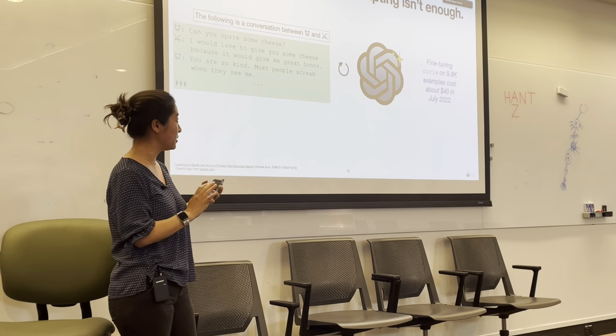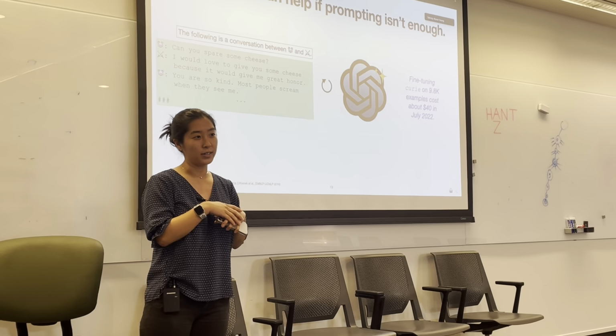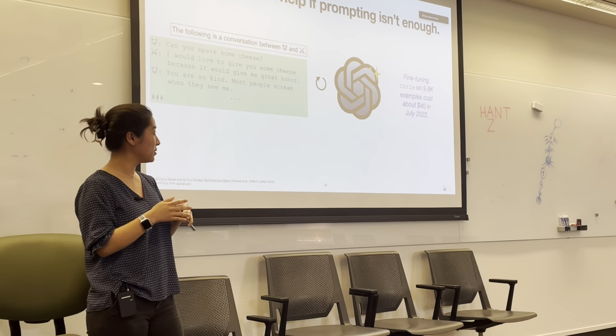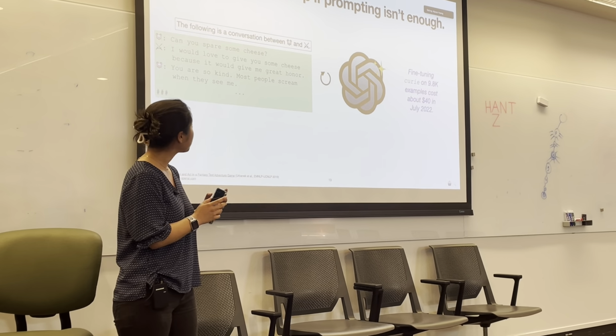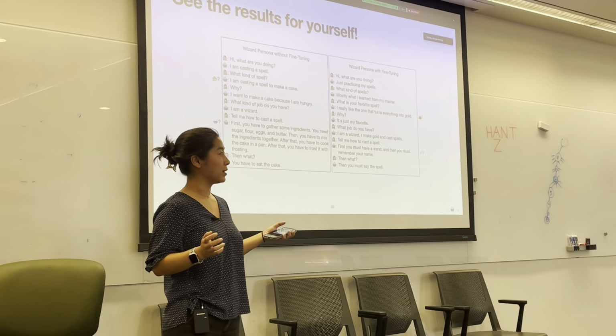When I fine-tuned this way back in the day on Curie, for about 10,000 examples, it cost about $40. I think the price would be about the same now, maybe a little cheaper. So then you can actually just see the results for yourself.